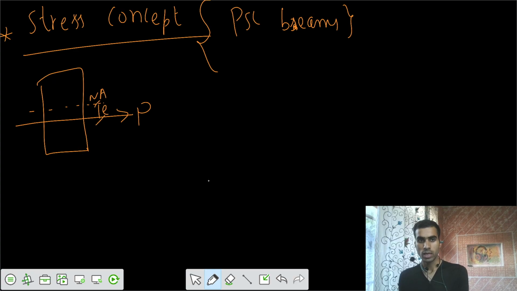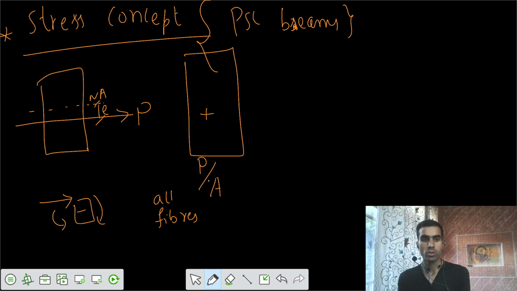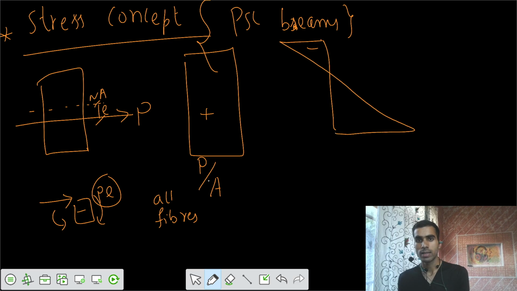So that's your e. When you transfer those two effects, one of the direct stresses that gets developed is equal to P by A, and that is constant for all those fibers. All those fibers have the same stress of P by A. And because of that moment, a hogging bending moment equal to Pe develops, so we have tension at the top and compression at the bottom.